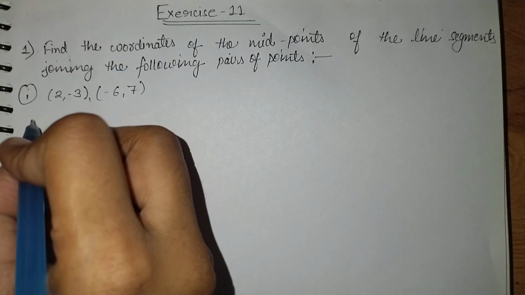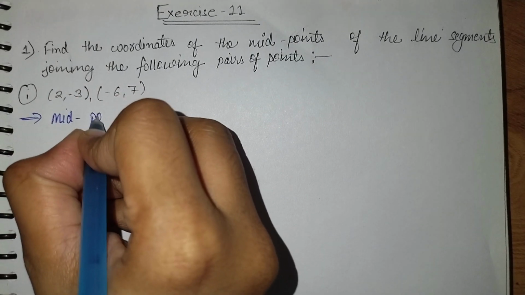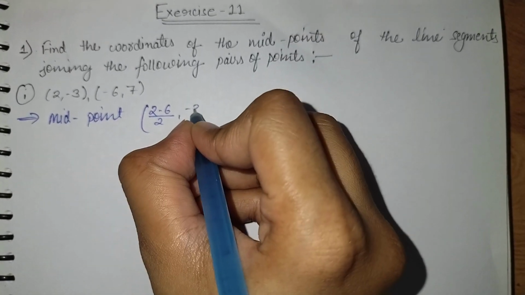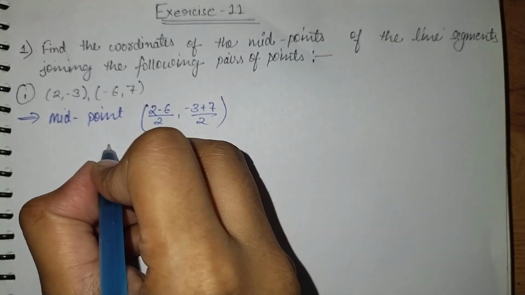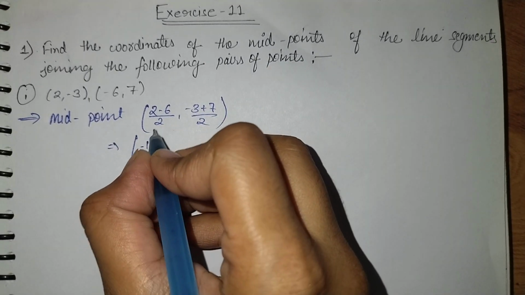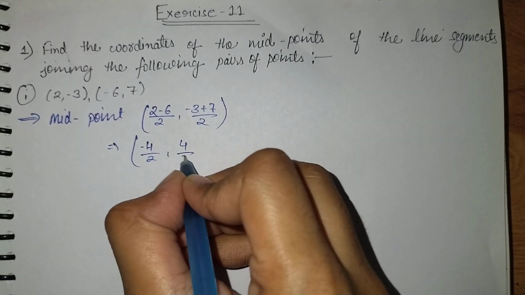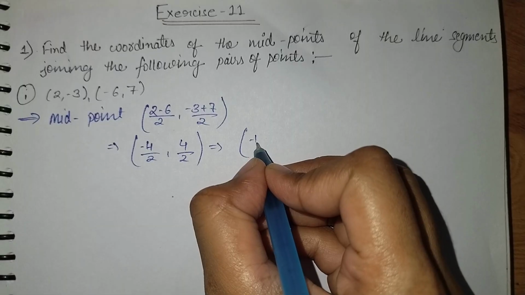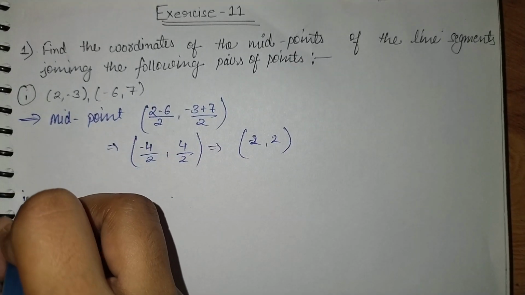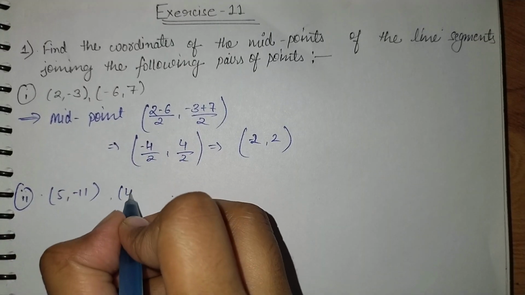Find the coordinates of the midpoint of the line segment joining the following pair of points. So if we write the midpoint coordinates now, that will become (2 minus 6) by 2 comma (minus 3 plus 7) divided by 2. Solving this, it will become minus 4 upon 2 and 4 upon 2. So simply minus 2 and 2 are the coordinates of the midpoint. Now the second part is 5 comma minus 11, and this is 4 comma 3.